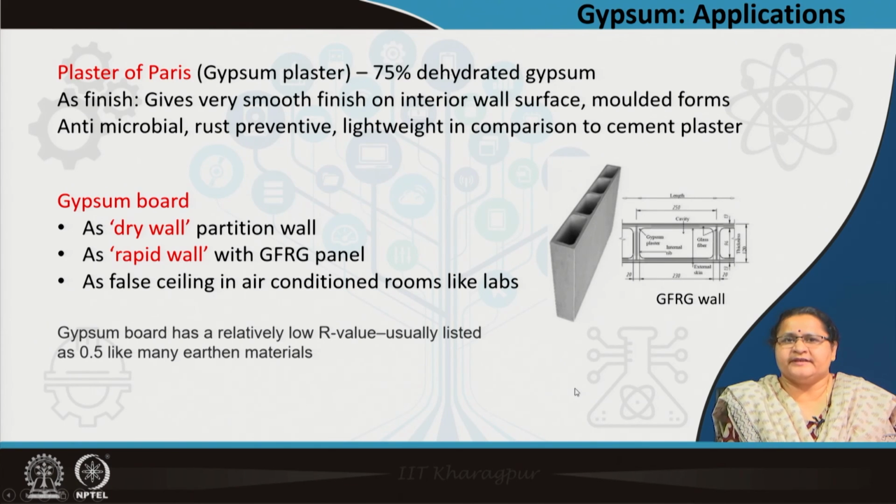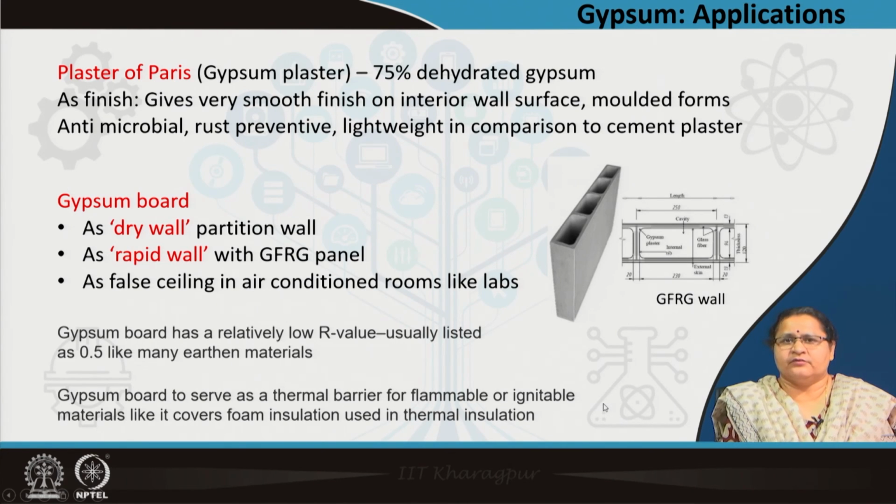Gypsum board itself has a low R value, but it can actually provide a barrier from flame affecting the inside of a thermal insulator. So, it can actually cover foam insulation, that is we had discussed polyurethane spray foam, which is flammable. So, if you coat it or cover it with a gypsum board, you can actually get the benefit of using gypsum.